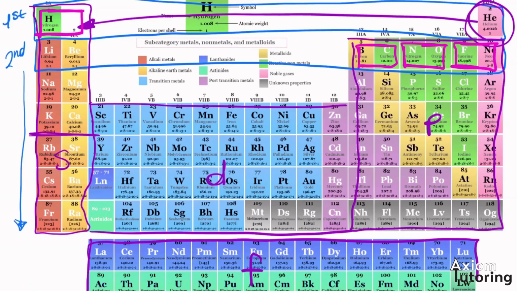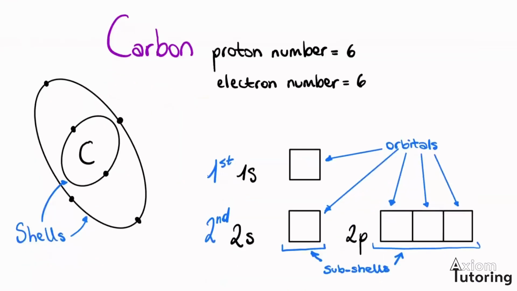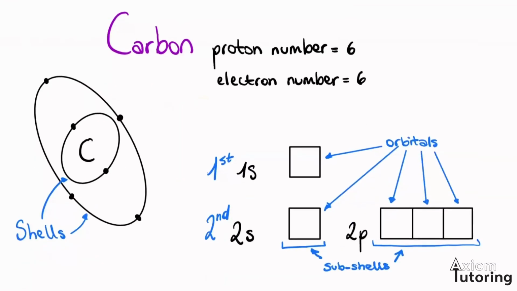So let's take carbon as our guinea pig, and let's try and figure out how many electrons it has in its outermost shell. Carbon has 6 protons and 6 electrons. And before we can just rush into filling up the different orbitals, we first need to pay attention to a couple of rules that we have to follow.